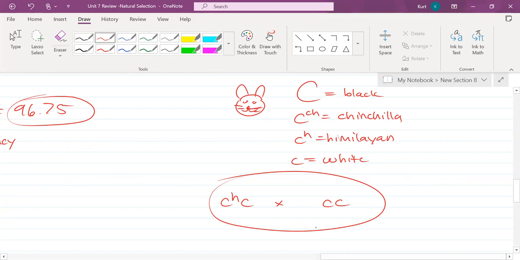Himalayan and white only. Are there going to be black bunnies? Are there going to be chinchilla? No. It's just going to be Himalayan and white. That's all you're going to have in the future populations of these founders. Very good. All right. Keep it going.